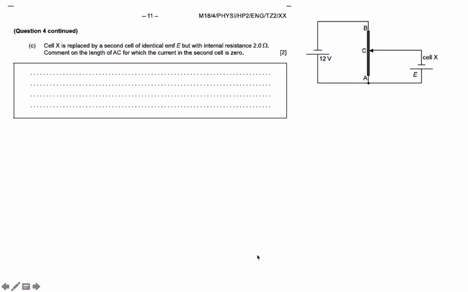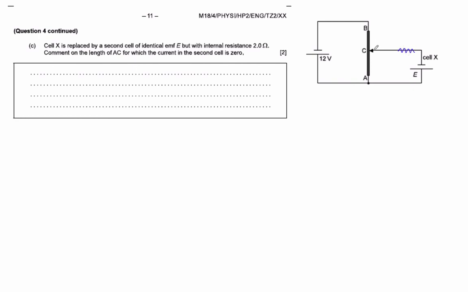This is kind of funny. It says cell X is replaced by a second cell of identical EMF, but it's got resistance. So this cell now has a resistor there. And it asks, will that change where we have to put this to make this be zero? Of course, my initial answer was no. And that is the correct answer.